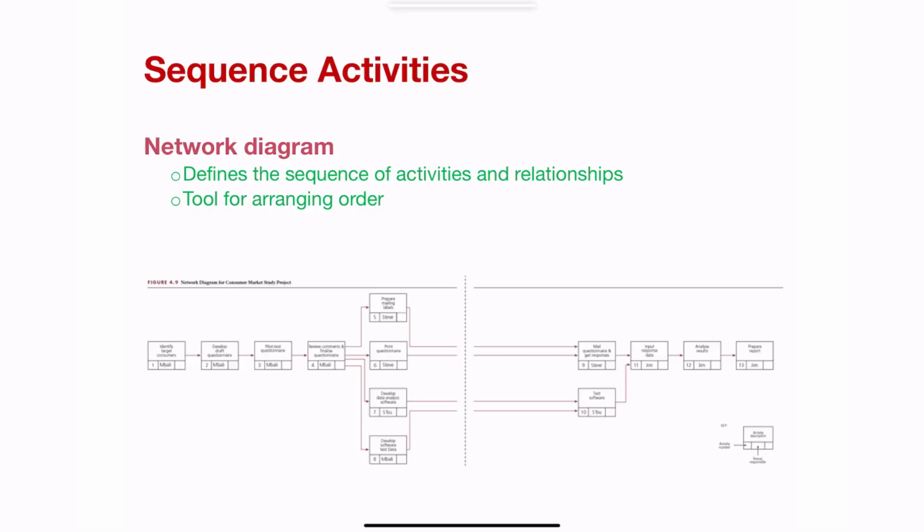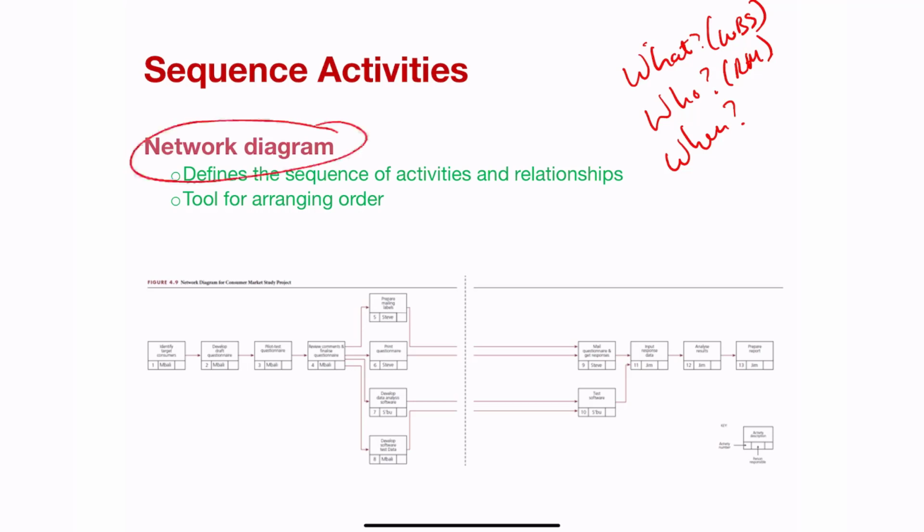And welcome back. In the previous section, I talked about what needs to be done, which is your work breakdown structure. And then I also talked about who needs to do it, which is your responsibility matrix. In this section, we're going to talk through when it needs to be done. And this is the process of sequencing the activities. And the sequencing of the activities is expressed in what we call a network diagram.